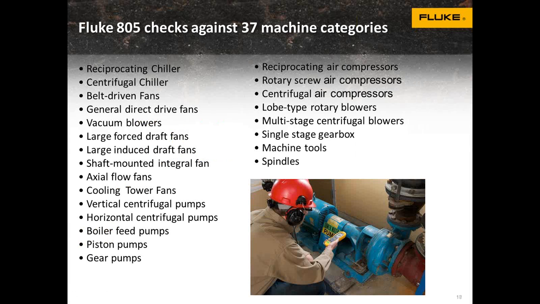I talked about 37 different machine categories. We've partnered with an expert in the vibration field with the 805, same as we did with the DLI on the 810. So with the 805, we have overall vibration levels from 37 different machine categories, and that way you can select one of these categories and then the 805 will know what vibration levels to tell you whether that machine is good or bad.